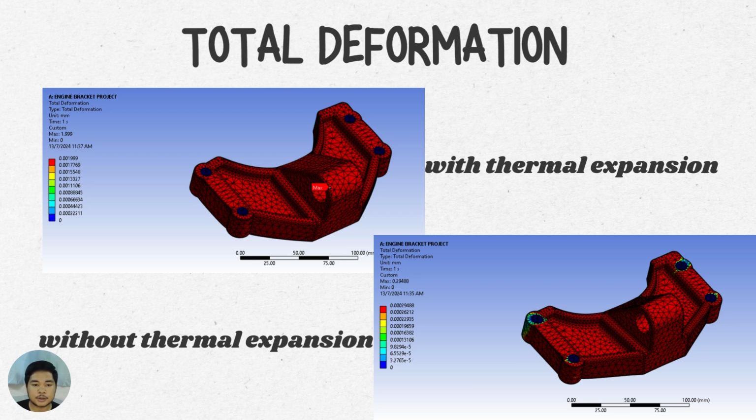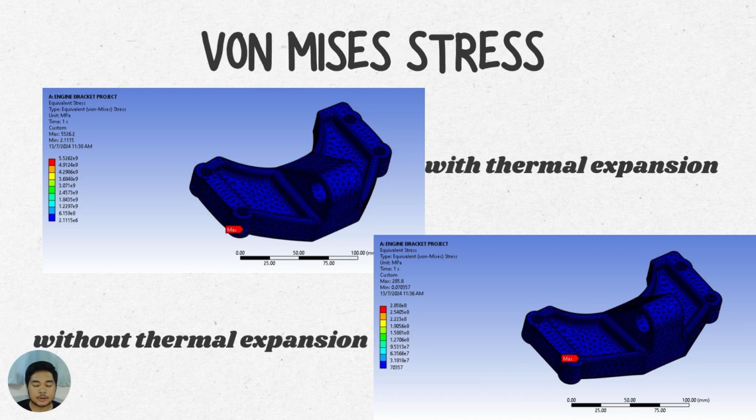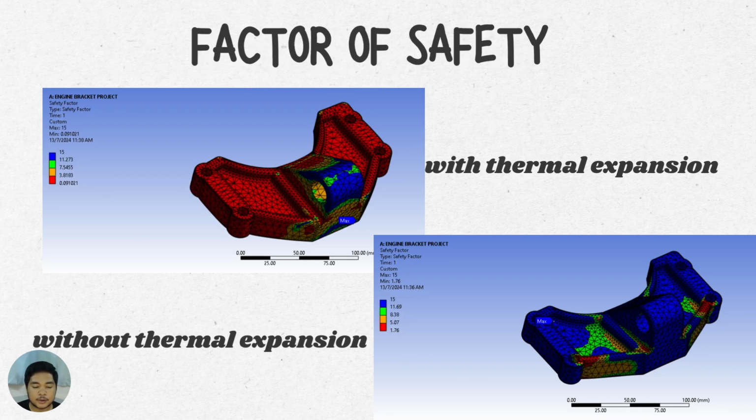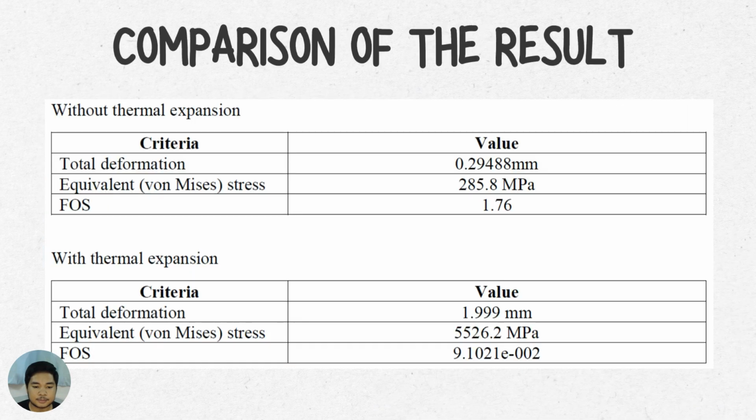This is the color contour for total deformation. The difference in color contour for von Mises stress is as the slide shows. Next, factor of safety. As we can see, the difference in the color contour shows the difference in value of factor of safety for the bracket without thermal and with thermal expansion.